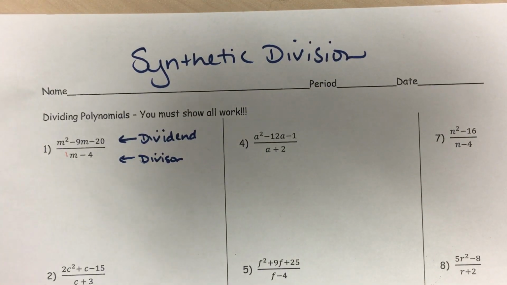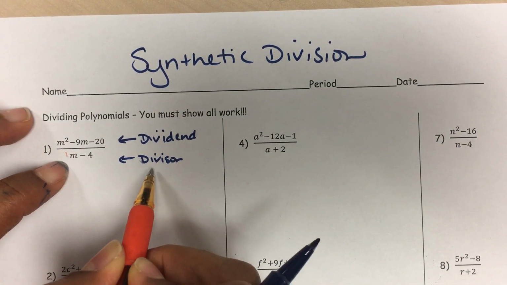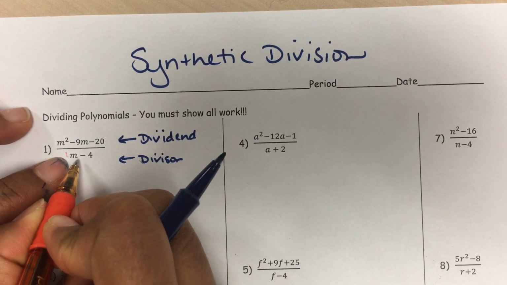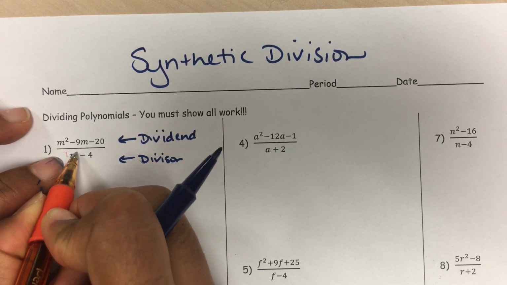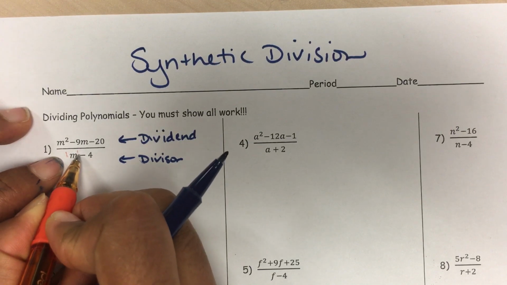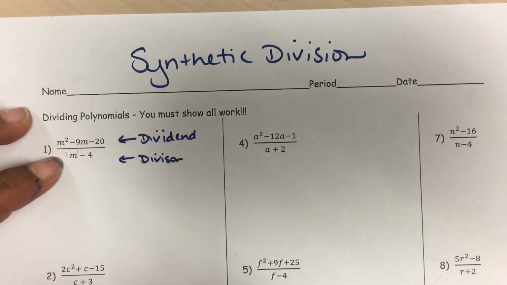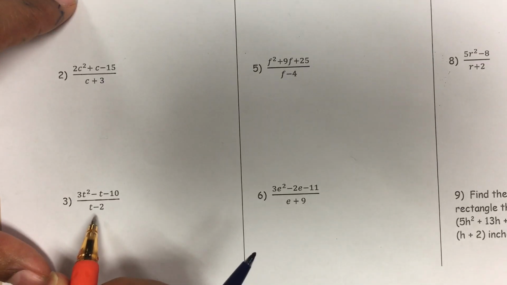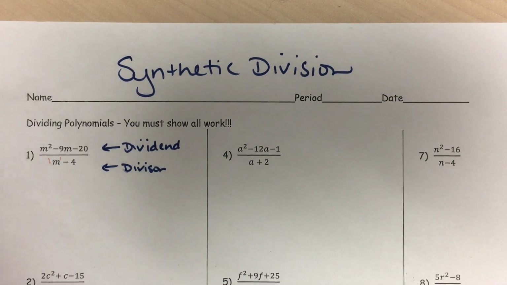The second thing we have to check is to make sure that my bottom, my divisor, also has a degree of 1, meaning the highest exponent I can have down here is a 1. If this was squared, I cannot use synthetic division. So let's verify that. Is that a squared? Nope. Is that a squared? Nope. No squares, we're good. So we can use synthetic division, the process I'm about to teach you.